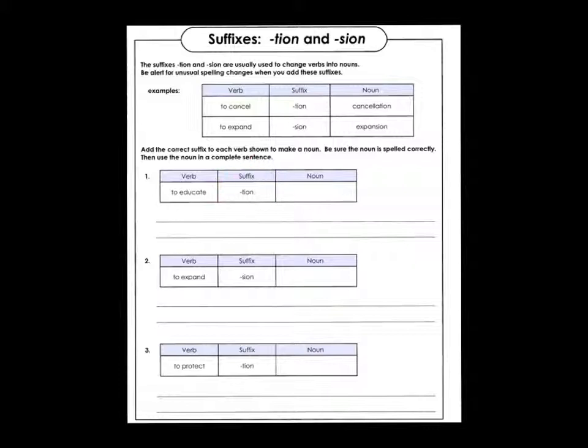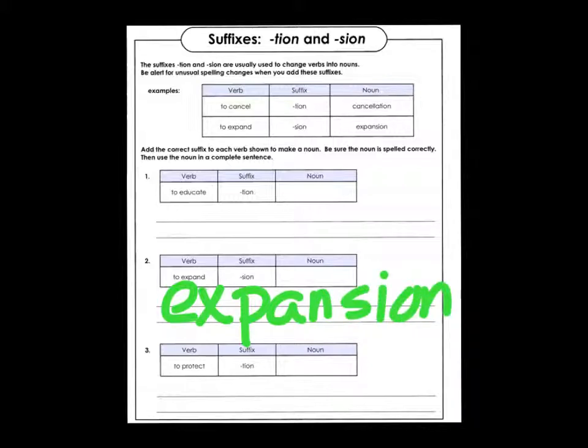But right here, expand. To expand means for something to grow, and an expansion is something your parents might do. They might have an expansion on their house, so it's a thing they're adding to their house. So when the verb ends in a D, you will notice the rule is that you're going to use a SION. So expand would change to expansion, to change that into a noun.